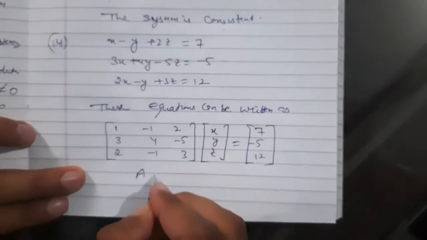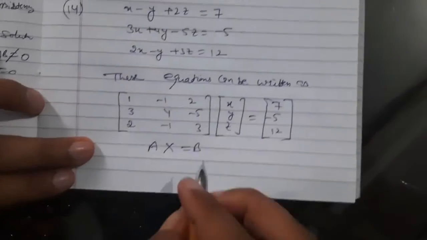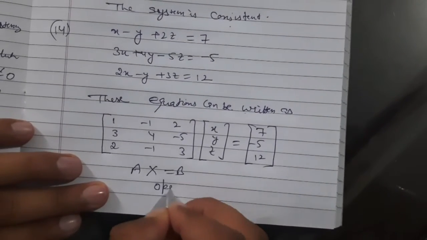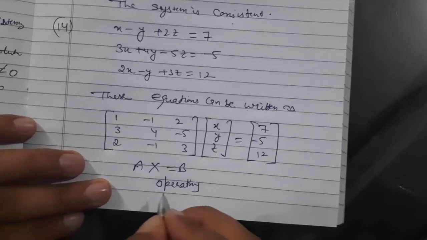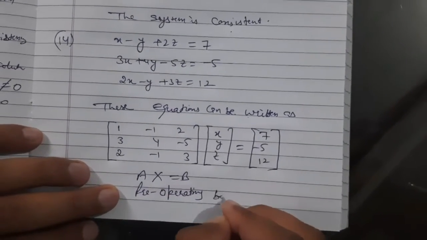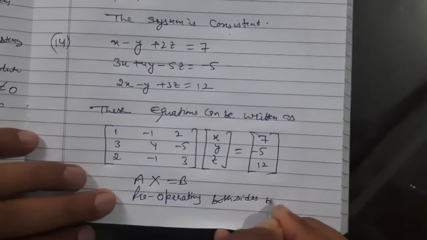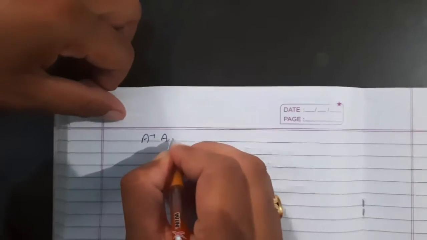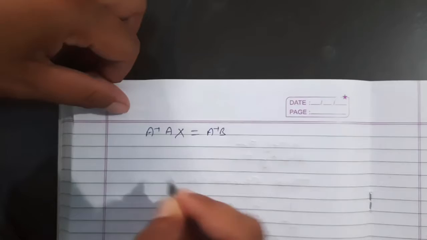We take it as AX is equal to B. The next step is pre-operating both sides by A inverse. That is, A inverse into A into X is equal to A inverse into B.